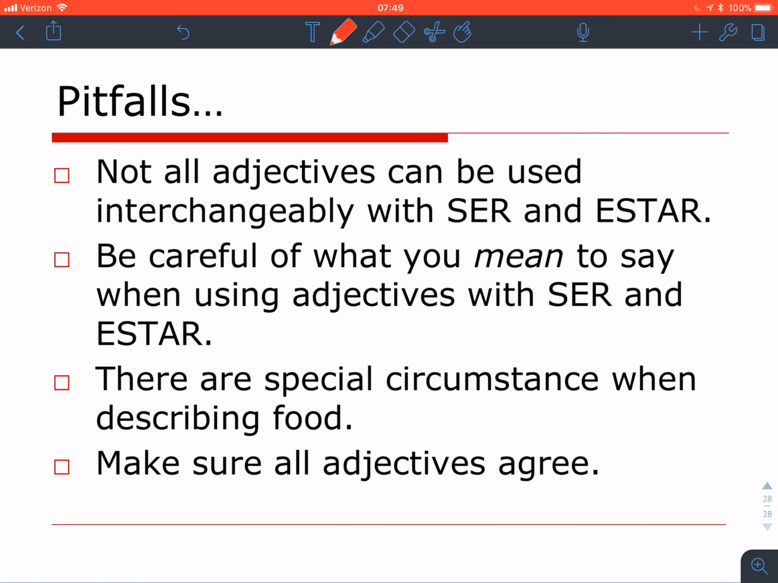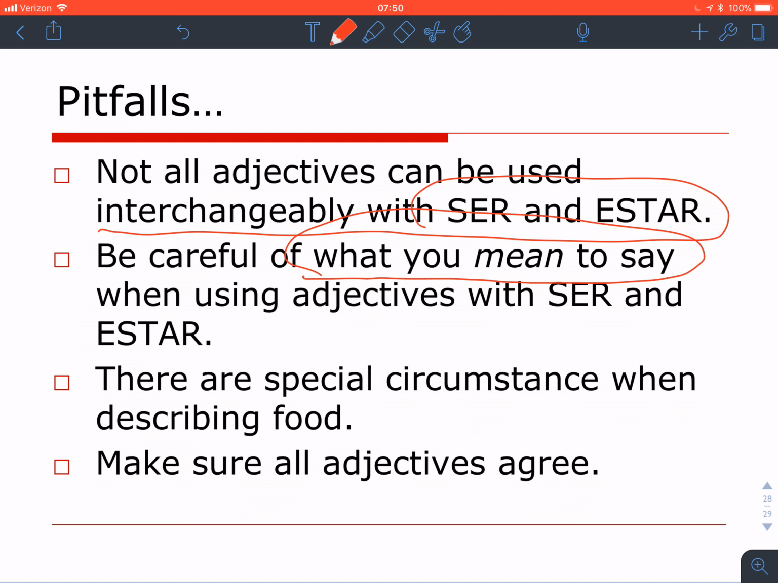So let's look at a few pitfalls before we conclude. Not all adjectives can be used interchangeably with ser and estar, okay? But at this point in Spanish, it's not necessarily a right or wrong that we need to be concerned with. What you're going to need to start to be concerned with is what you mean to say, or rather, do you know what you're saying when you say that? Okay, and so when we're starting to contrast ser and estar, we're going to find that lots of times you need to know what you're saying. It may not be grammatically incorrect, but do you know what you're saying? So it's going to require just a little bit more sophisticated thought.